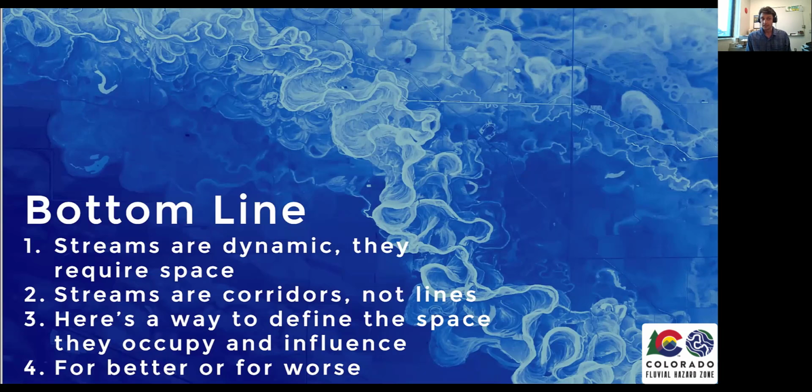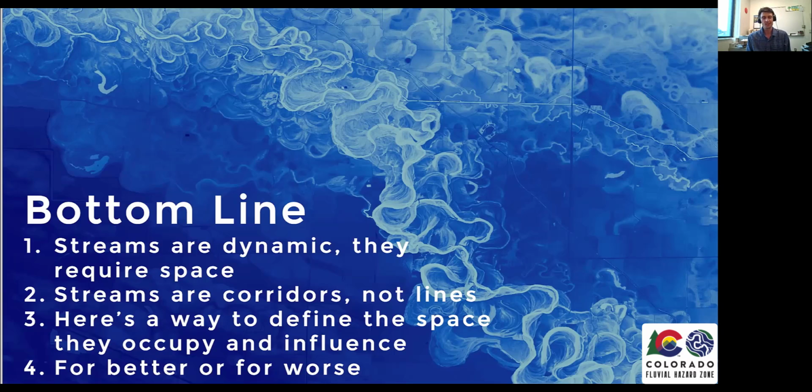So I'll jump to the bottom line up front. Streams are dynamic and they require space. They are corridors and not simply lines like a center line or the channel margins. What I'm presenting on today is a way to define the space they can occupy and influence as they move across their corridors over time. And this method exists, this reality exists, for better or worse.